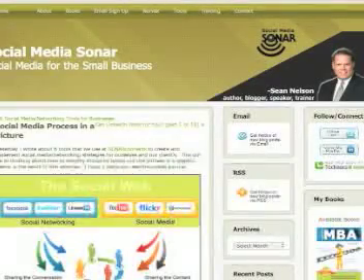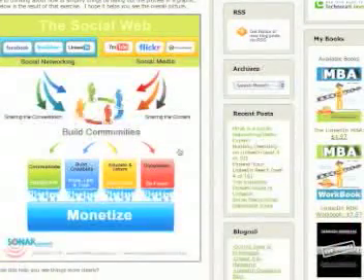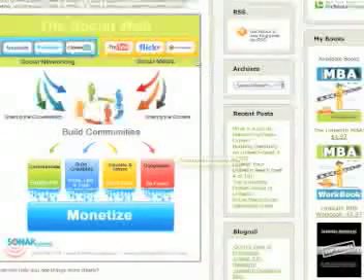And so what I did is decided that I would try to put somewhat of a process in place into a graphic. This is a blog post I wrote talking about the social media process, and we're going to scroll down so we can see the whole graphic right here that explains the process.